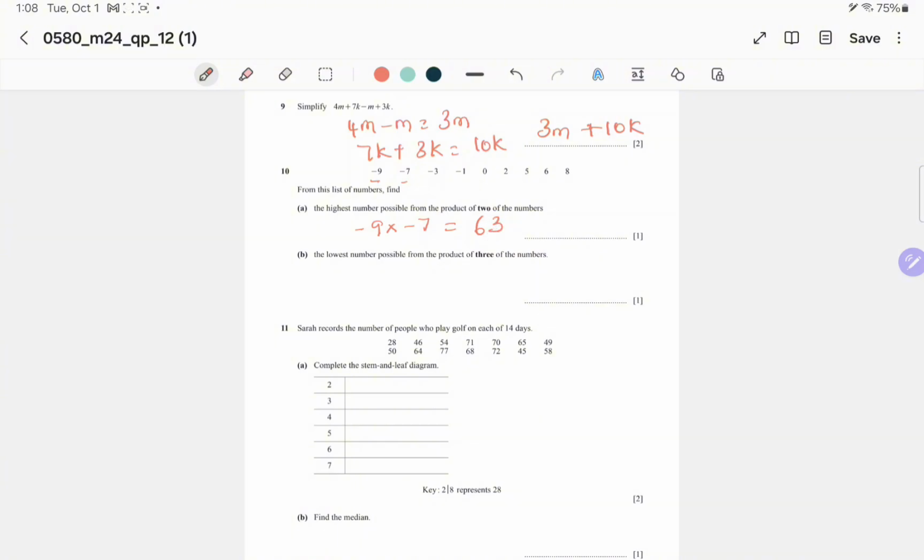Okay, and for the second option, if you take the two highest numbers, 8 into 6, you will get only 48, which is lower. So we are taking this part. Now the lowest possible product of three numbers: what are the three numbers you are going to take? The lowest possible. How will you take?